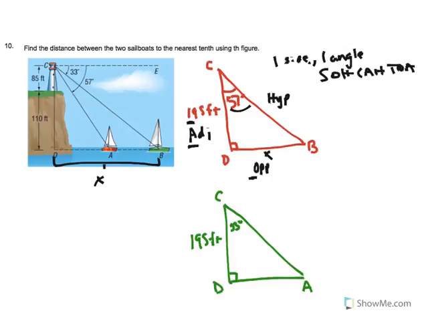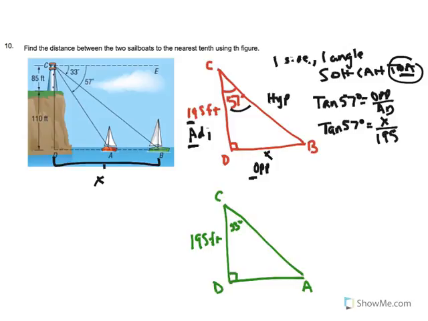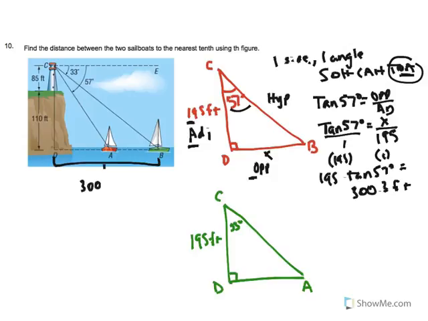So we have the opposite side and the adjacent side. Opposite and adjacent here. TOA, so we're going to use tangent. So the tangent of 57 equals opposite over adjacent. So the tangent of 57 equals x over 195. I solve for x, I get 195 times the tangent of 57, which gives me 300.3 feet. So I put that as my distance down here.